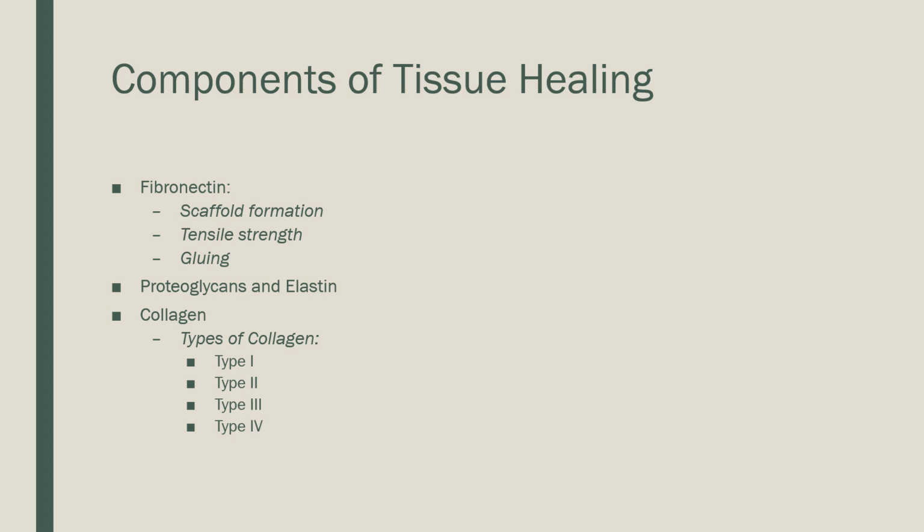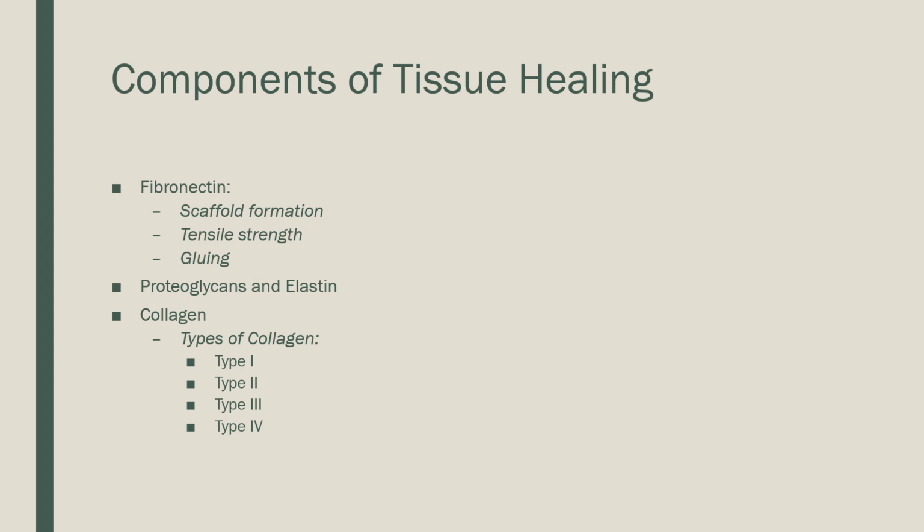Elastin is a protein that provides elasticity to tissues. It is synthesized by fibroblasts and forms cross-linked fibrils, which contribute to the flexibility and resilience of tissues. Together, proteoglycans and elastin contribute to hydration, stability, and elasticity of healing tissue.